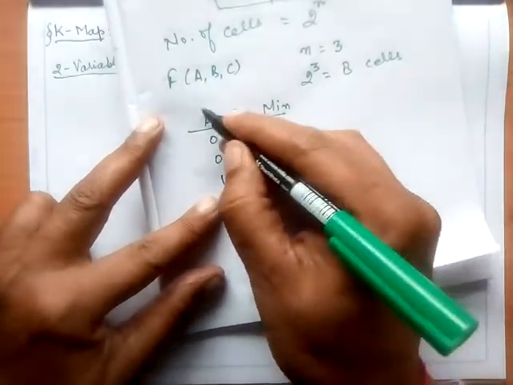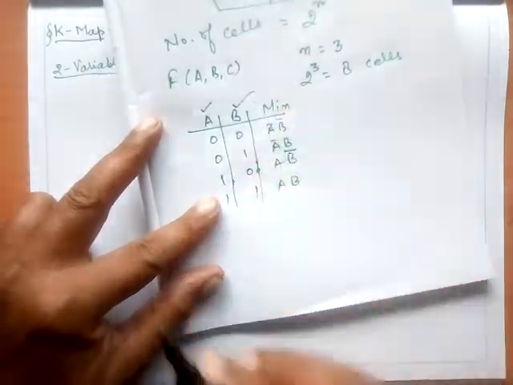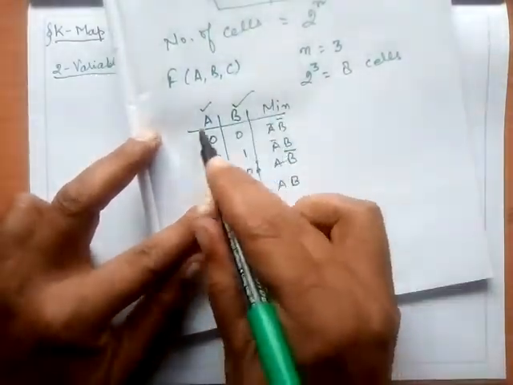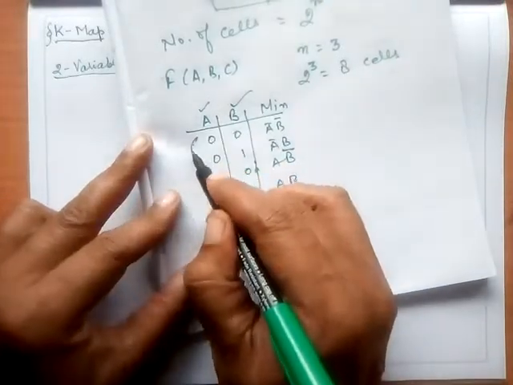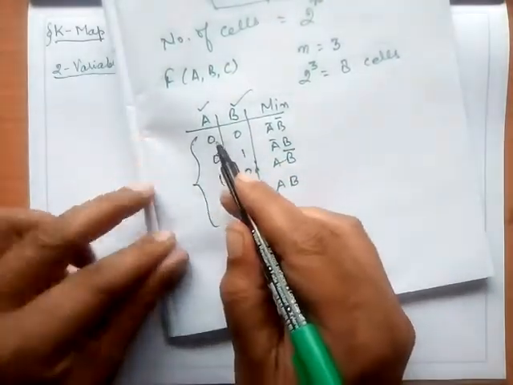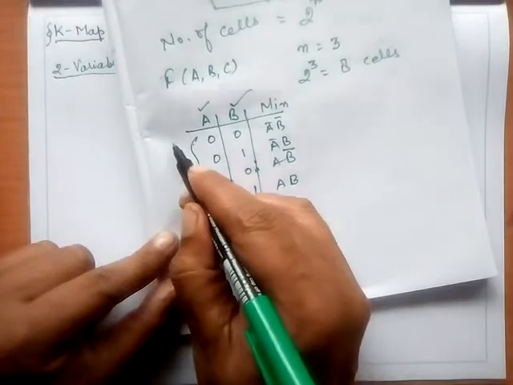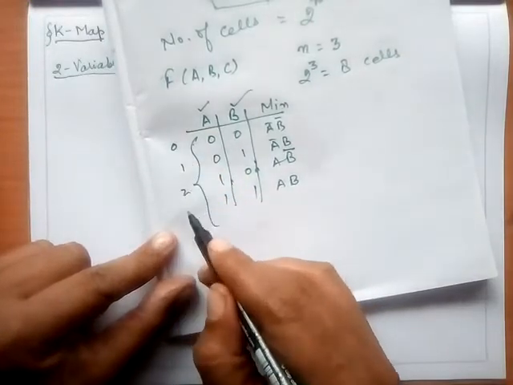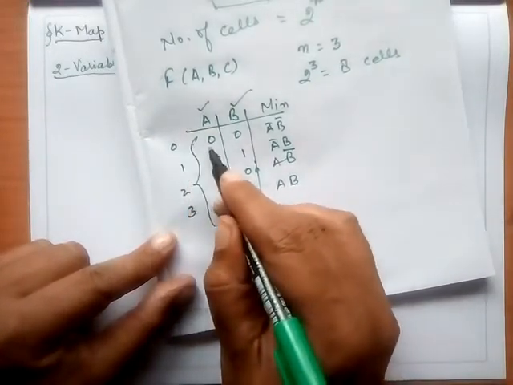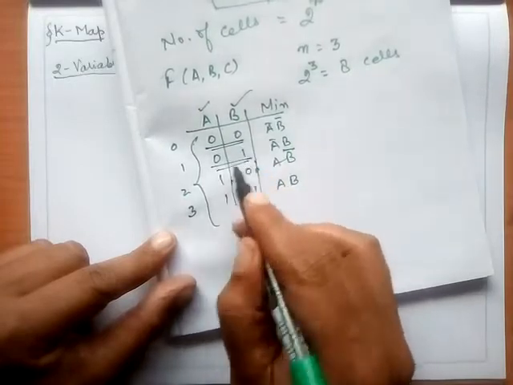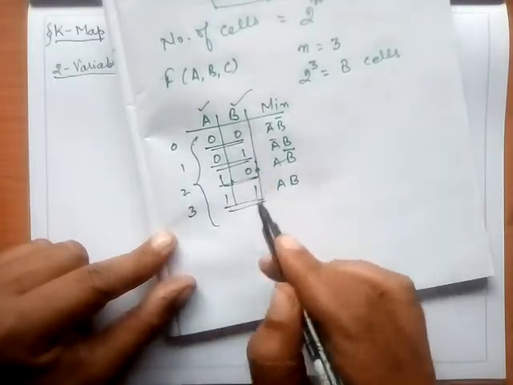So A can have two values 0 and 1, B can have values either 0 or 1, and in combination it can have four possibilities. Decimal 0 to 3. The decimal equivalent of this is 0, this is 1, this is 2 and this is 3. 0, 0 is 0, 0, 1 is 1, 1, 0 is 2 and 1, 1 is 3 in decimal.